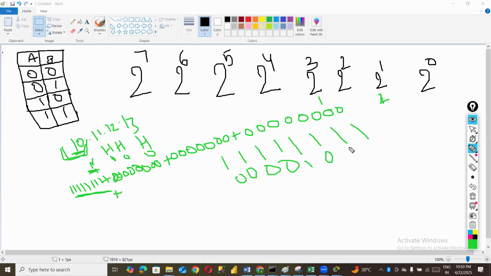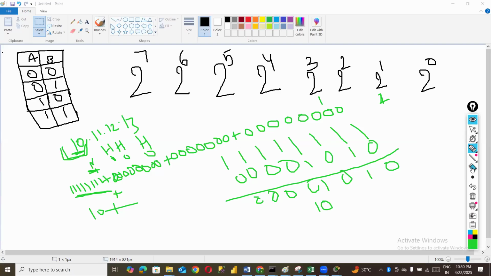And 1 0 1 0. So now we will apply the AND logic. 1 into 0 is 0, 1 into 1 is 1, 1 into 0 is 0, 1 into 1 is 1. 1 into 0 is 0, 1 into 0 is 0, 0 0. This is the 10, right? Plus, now what is the value for 11? 2 power 3 is 8. 8 plus 2 is 10. 10 plus 1 is 11. Right?